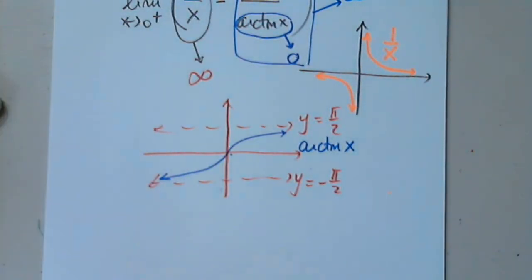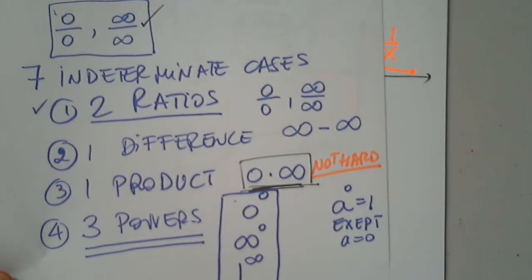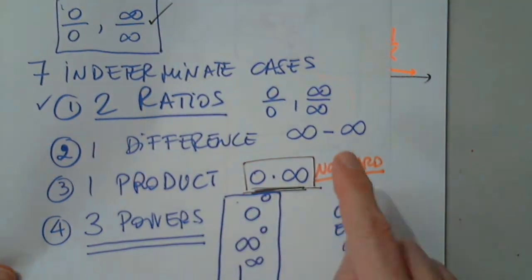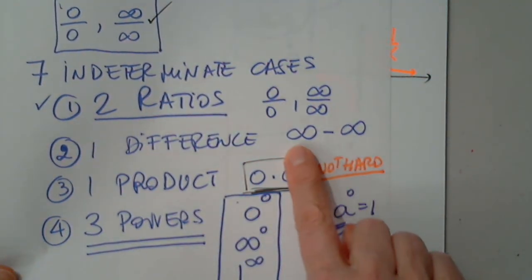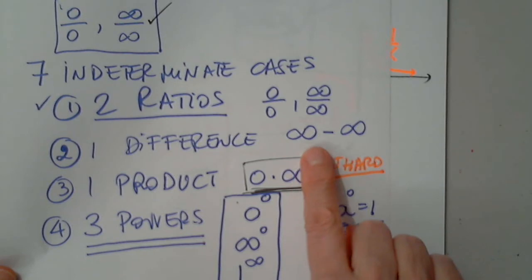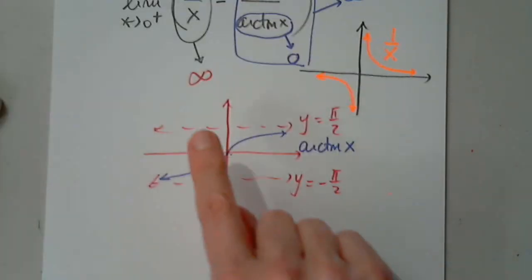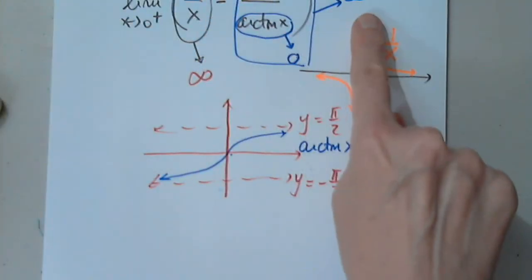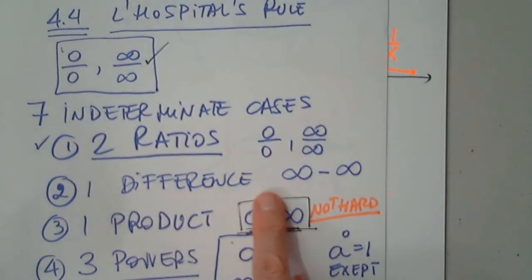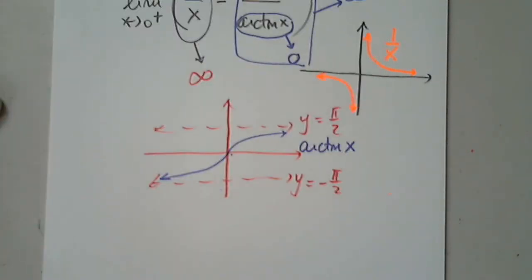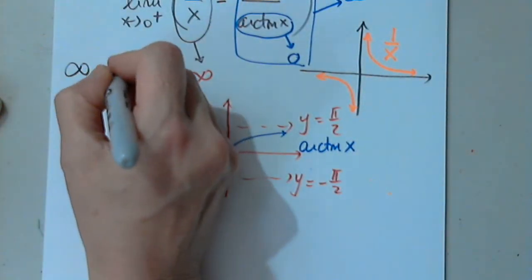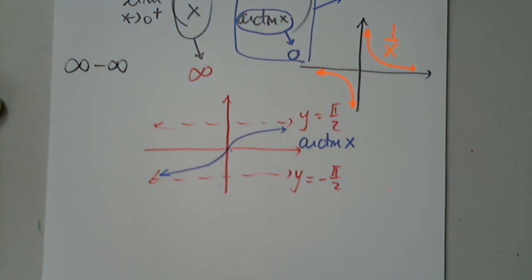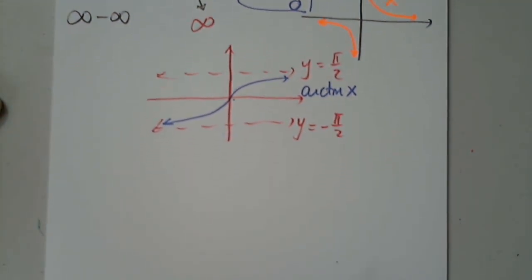So which indeterminate case are we facing here? Number 3. Right? Yeah. Infinity minus infinity. Is that okay? Because it's minus. It's not a product. So we have infinity minus infinity. Good. So what do I do in this case?